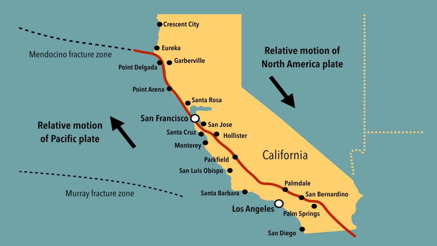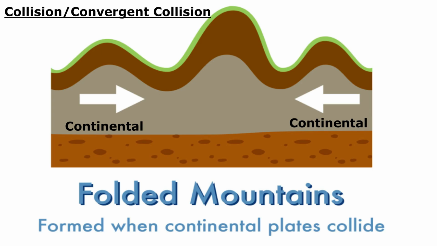The western coastline of the United States is an excellent example of a conservative plate boundary. The Pacific Plate and the North American Plate move side by side along the San Andreas Fault Line, leading to powerful earthquakes across California.